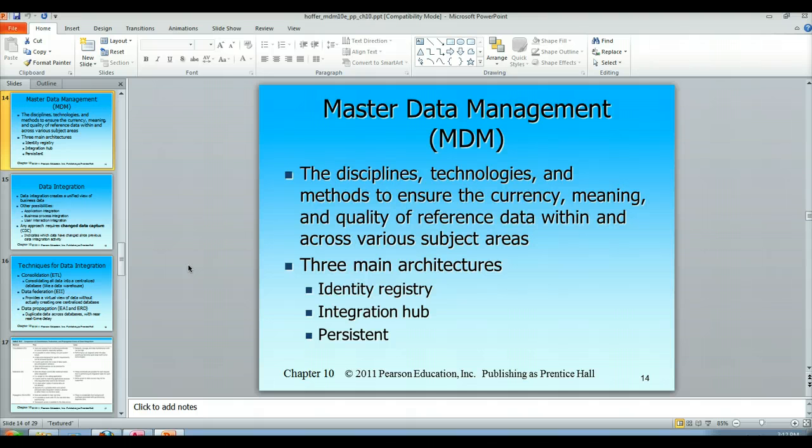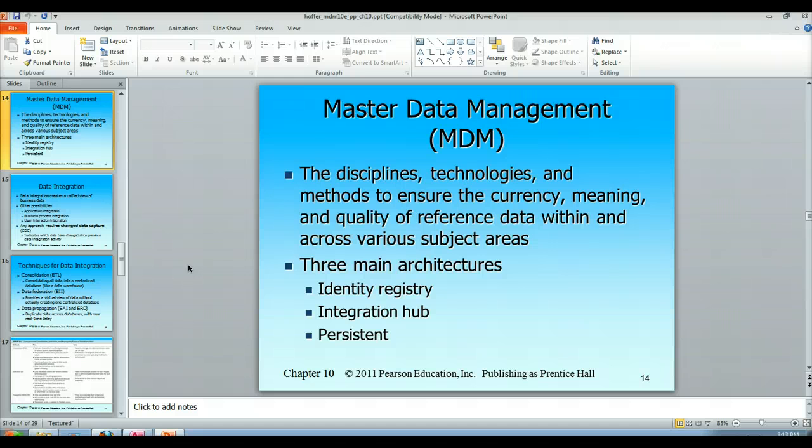So when we talk about master data management, we're talking about the disciplines, the technologies, and the methods to ensure the currency, timeliness, meaning, and quality of the reference data within and across various subject areas when we're talking about corporations that have merged. So now internally, we may be trying to keep track of the same information in different systems. There are three main architectures to do this.